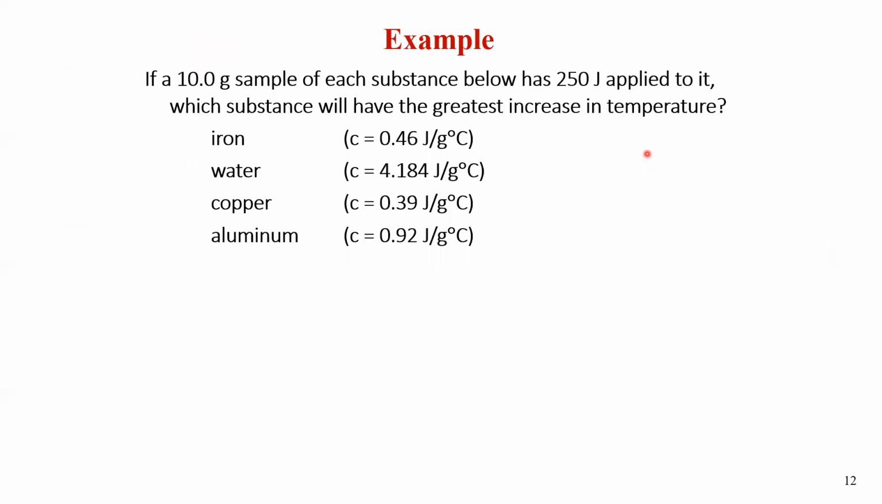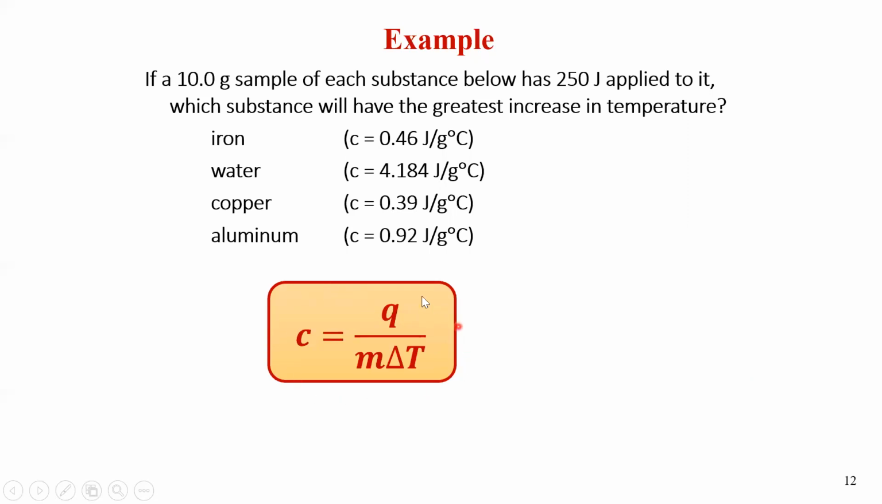So this is a conceptual problem. I don't want you to do any calculating. We have a 10-gram sample of each of these substances: 10 grams of iron, 10 grams of water, 10 grams of copper, 10 grams of aluminum. To each of these substances, we're going to apply 250 joules of energy. That's going to cause the temperature to go up. When a substance absorbs energy from the surroundings, the temperature goes up. Out of these substances, again, I don't want you to do any math, just some thinking. Which of these substances would you expect to have the greatest temperature change?